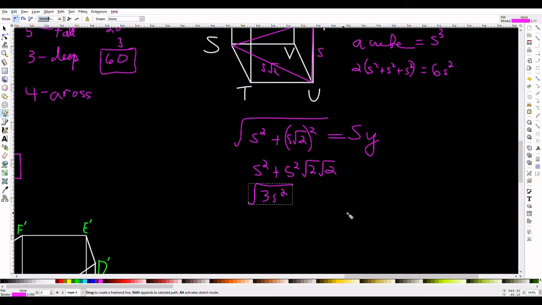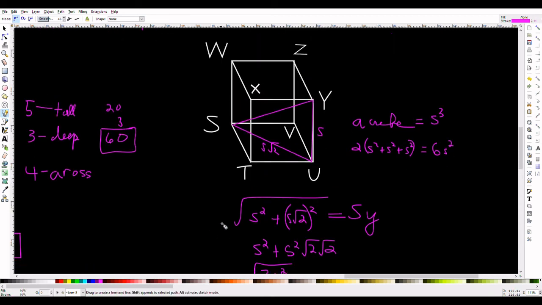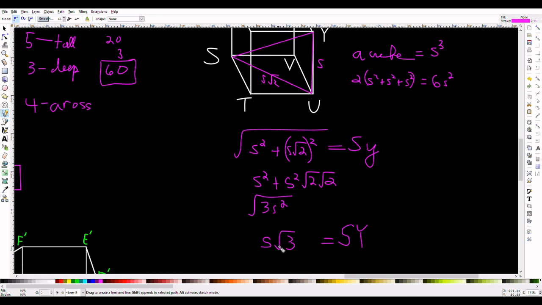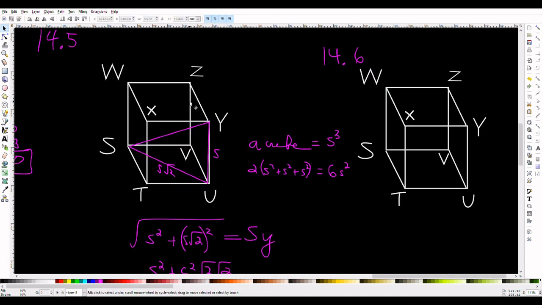We can pull out the S, and we will get S square root of 3 equals SY. So that's pretty cool. Set in stone, and we know that the diagonal through a cubic room, or through any cube, is the side times the square root of 3. Okay, for 14.6, just a continuation of working with the same cube.